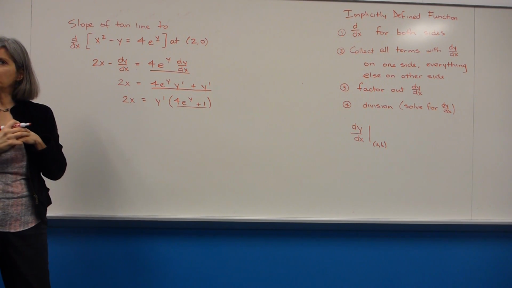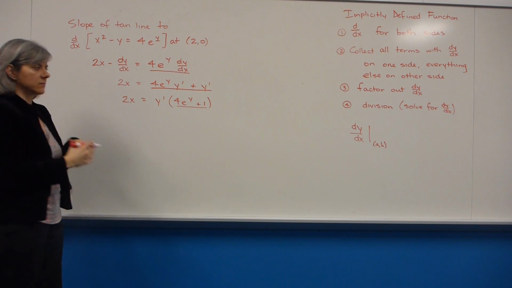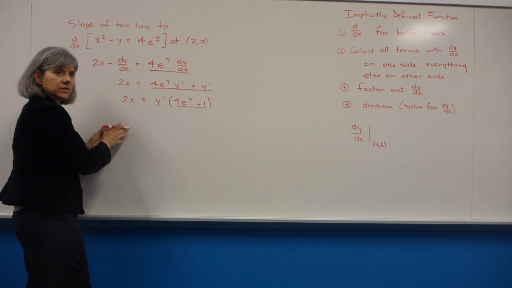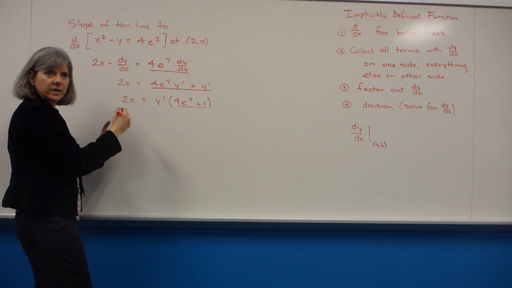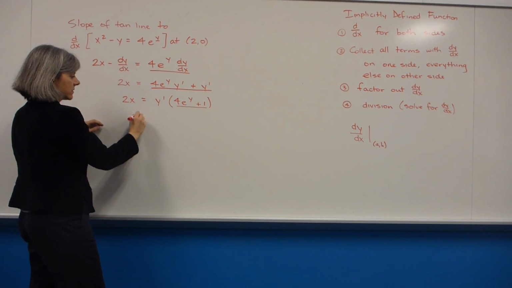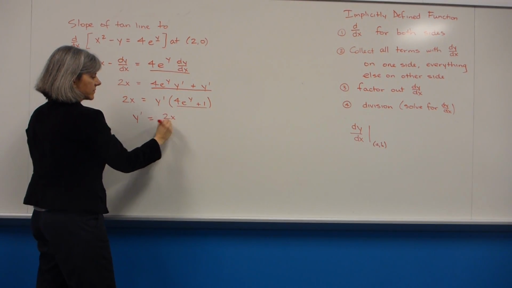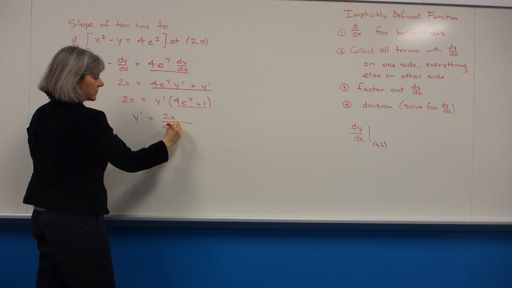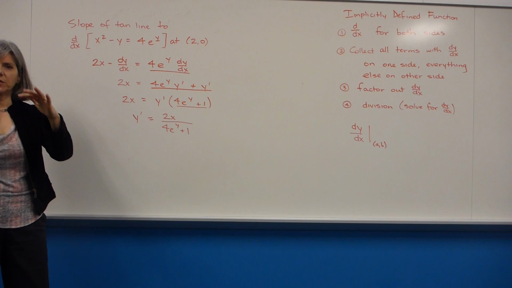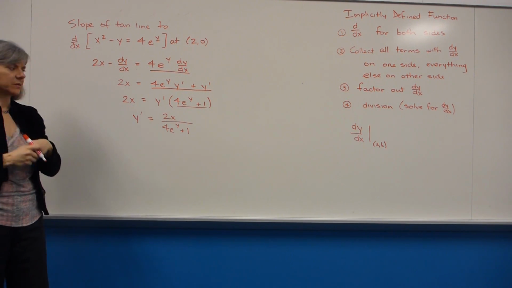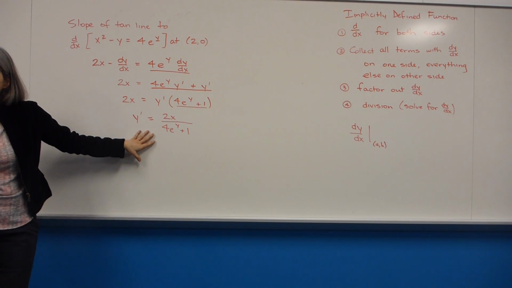So now, what do I need to do to solve for y prime? Just divide both sides. So I'm going to now put my y prime on the left. Is everyone okay with that? I'm just dividing both sides by this, switching sides. Be very careful as you're writing to make sure your exponents stay exponents. So this is my derivative.